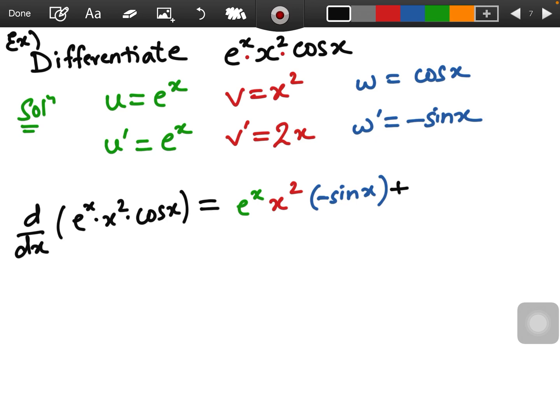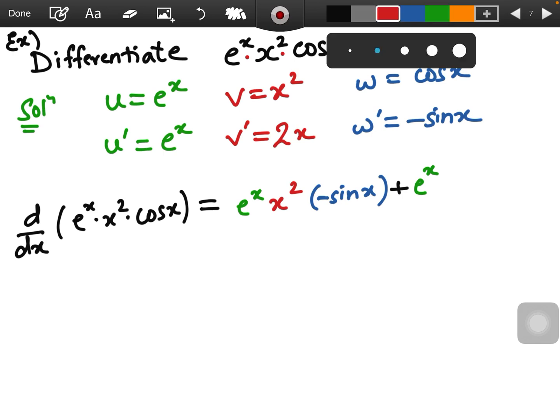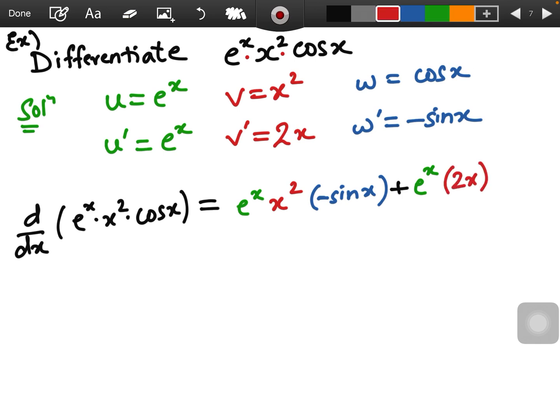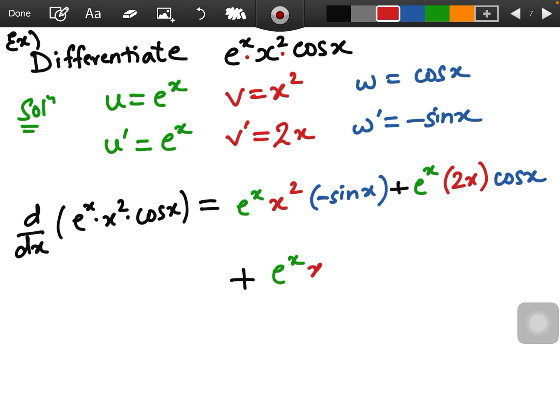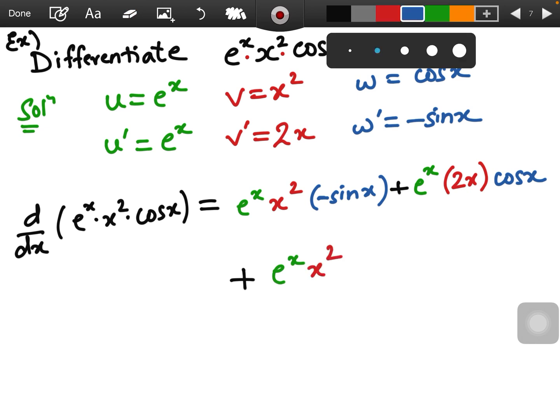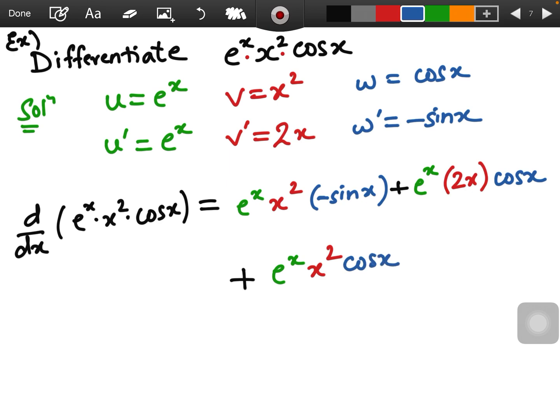So next we are keeping u like that. We are taking v prime value, v prime is twice x, and w will be the same. Lastly, you are going to put the value of u prime, which is same actually in this problem, and then x squared, and lastly it is cos x. So in this way we have found the derivative of the product of three functions. So I hope you have understood.